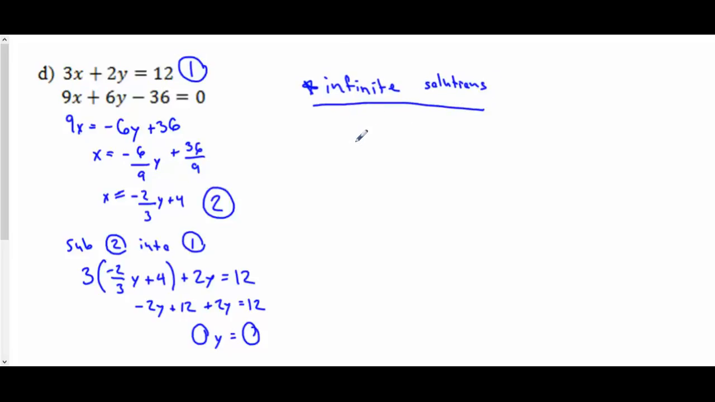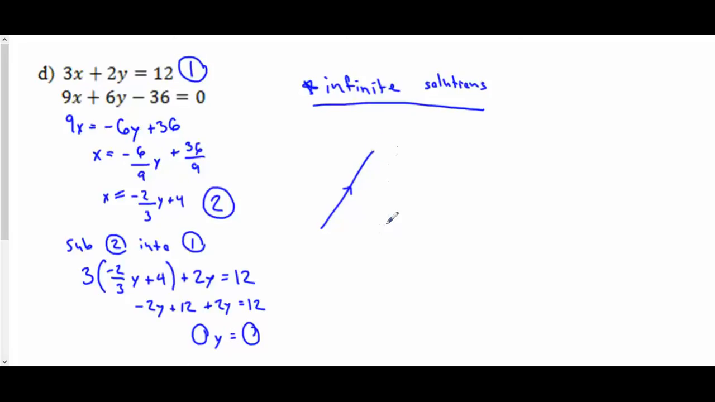Now, we've seen a case before where we have infinite solutions to linear systems, and that's when the two lines are the same line, right? If I have two lines that lie in the same place, then they cross everywhere along the line, meaning there is an infinite amount of solutions to the equation.